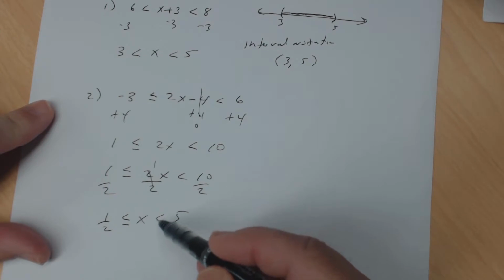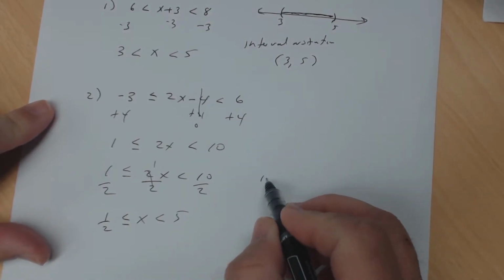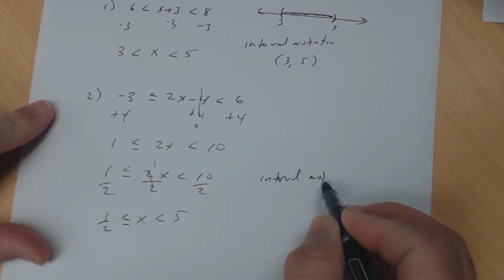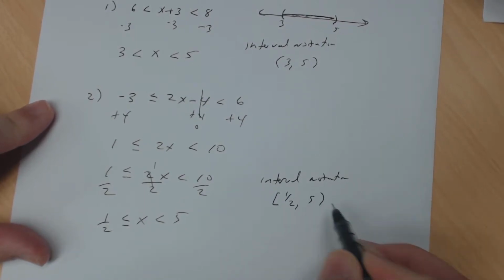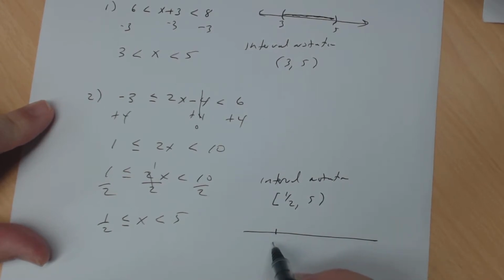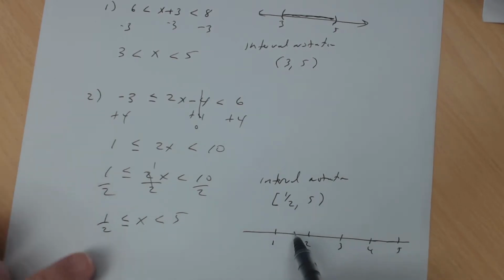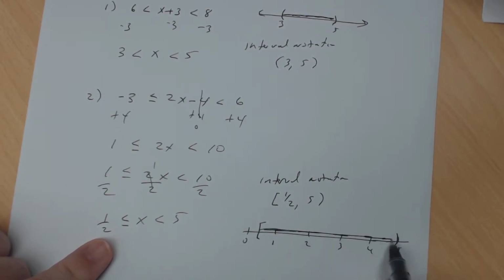All right, so any number in here would be a solution. So your interval notation would be bracket 1/2 to 5 with parentheses, and then the graph. And so this is 1, and let's say 2, 3, 4, 5. So 1/2, just estimate where 1/2 is. So here's 0. So 1/2 would be in the middle of 0 and 1 with a bracket, and then 5 parentheses, and you shade in everything between them.